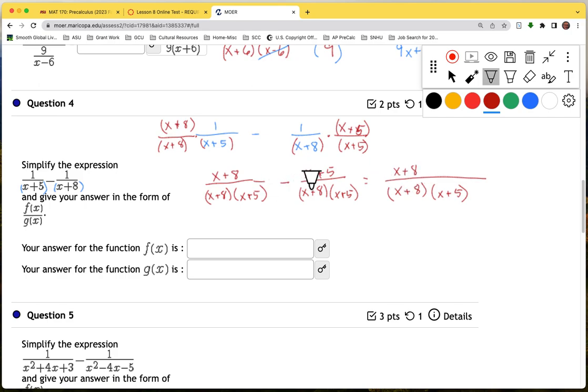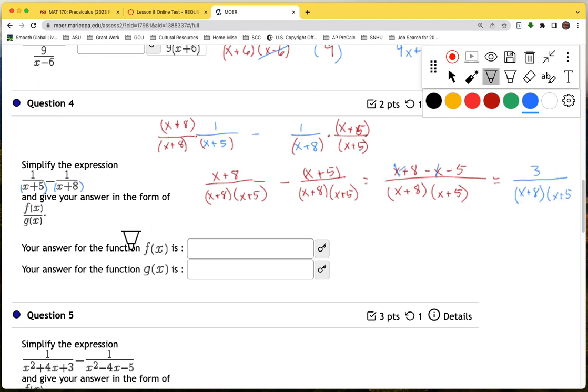When we're subtracting, we need to distribute this to both of the terms, right? Because it's kind of like that. So we get a minus x minus 5. Most people will miss this minus on the 5. They'll put it on the x, but they forget to put it on the 5. Combine like terms, x minus x, that's 0. So they cancel each other out. 8 minus 5 gives us 3. And then in the denominator, we get x plus 8 times x plus 5.